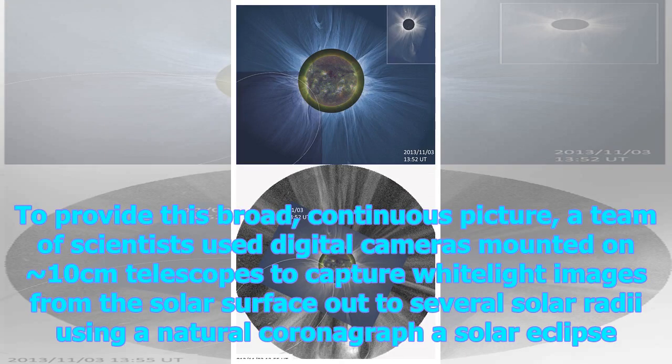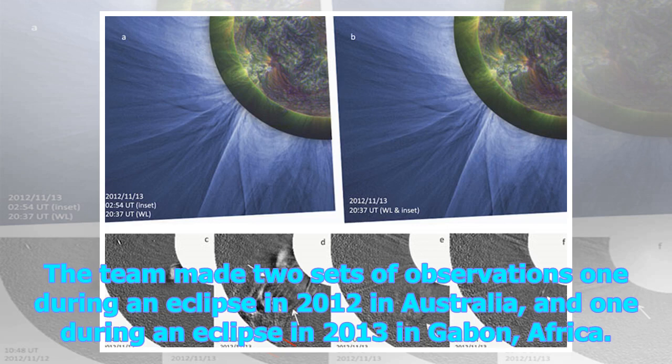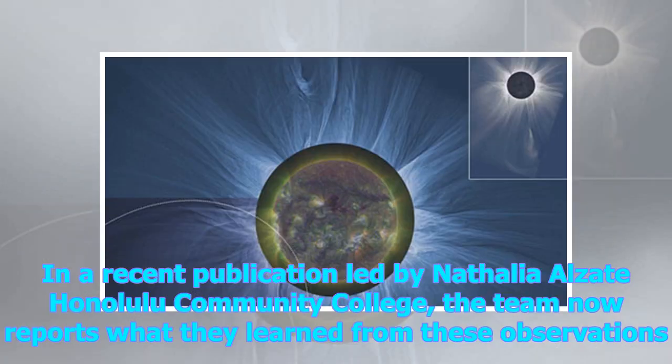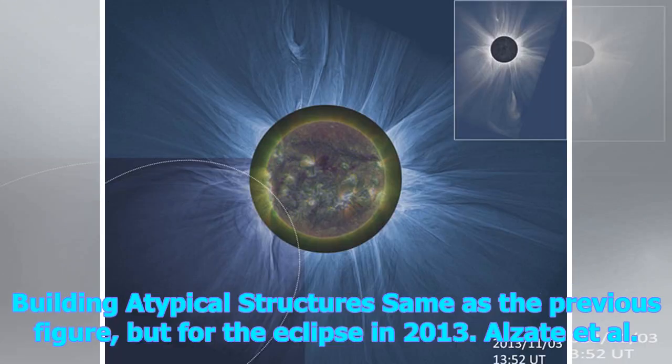To provide this broad, continuous picture, a team of scientists used digital cameras mounted on approximately 10 cm telescopes to capture white light images from the solar surface out to several solar radii, using a natural coronagraph, a solar eclipse. The team made 2 sets of observations, one during an eclipse in 2012 in Australia, and one during an eclipse in 2013 in Gabon, Africa. In a recent publication led by Natalia Alzate at Honolulu Community College, the team now reports what they learned from these observations. Here are the atypical structures, same as the previous figure, but for the eclipse in 2013.